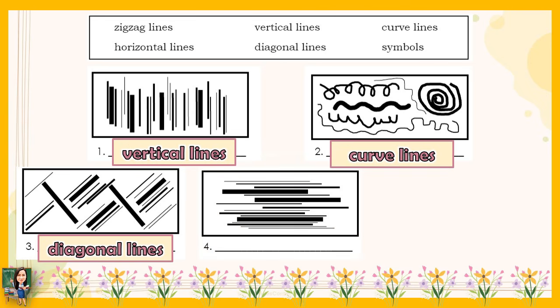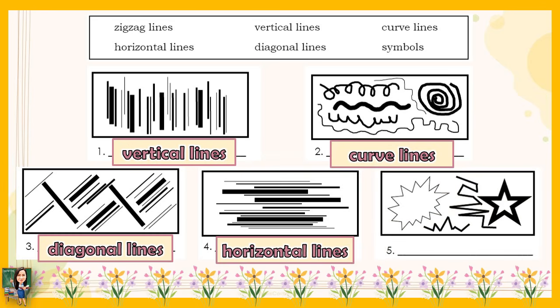Number 4. What type of lines are these? Very good. These lines are horizontal lines. And number 5, what type of lines are these? Very good. These lines are zigzag lines.